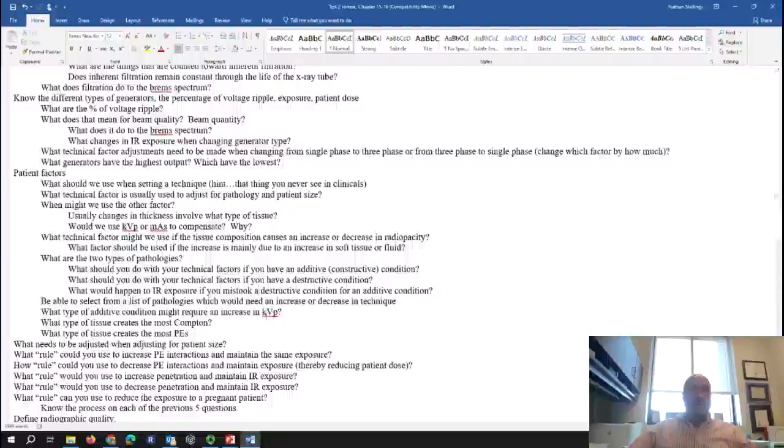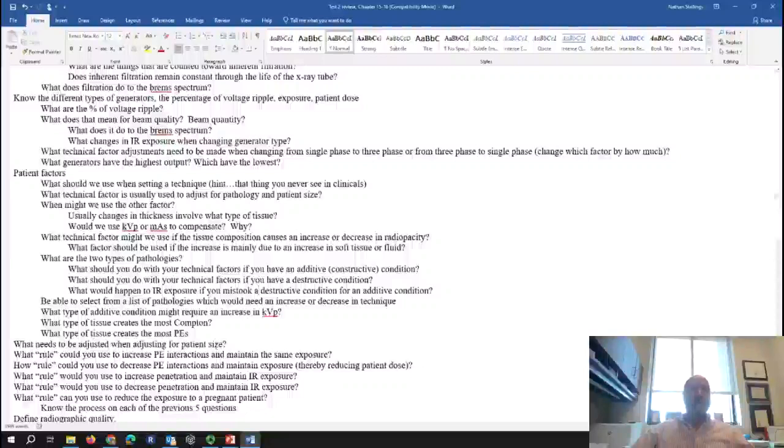So we already talked about that. Add bone, increase KVP possibly. Types of tissue creates most Compton, that would be soft tissue. Types of tissues create most PEs, that would be bone, anything with a very high effective atomic number. What needs to be adjusted when adjusted for patient size, it's got a lot of redundancy. Patient size is usually soft tissue, increased mass.